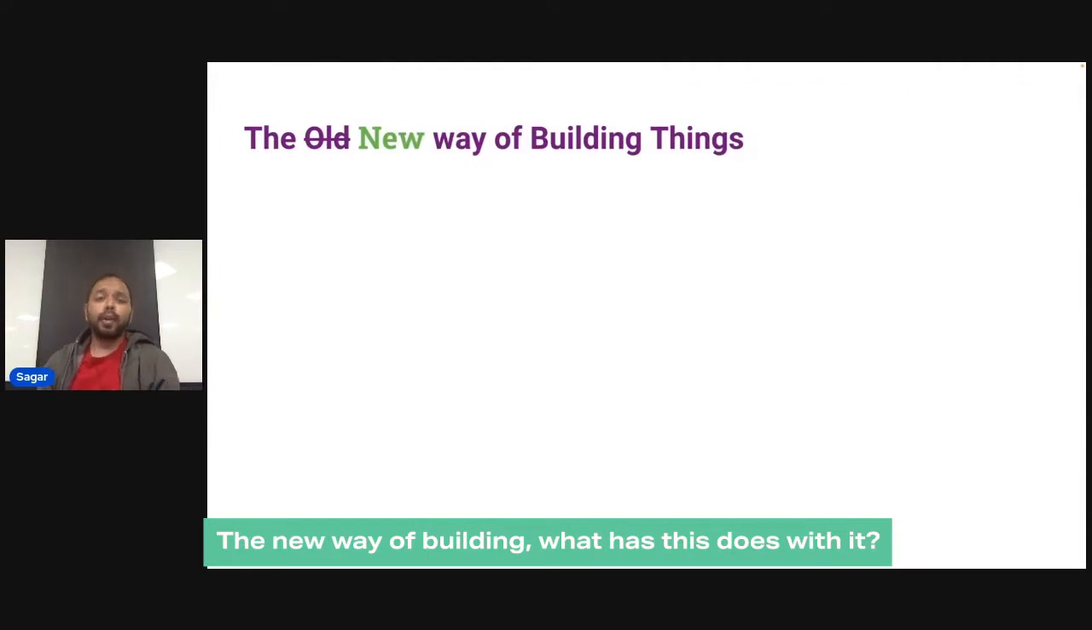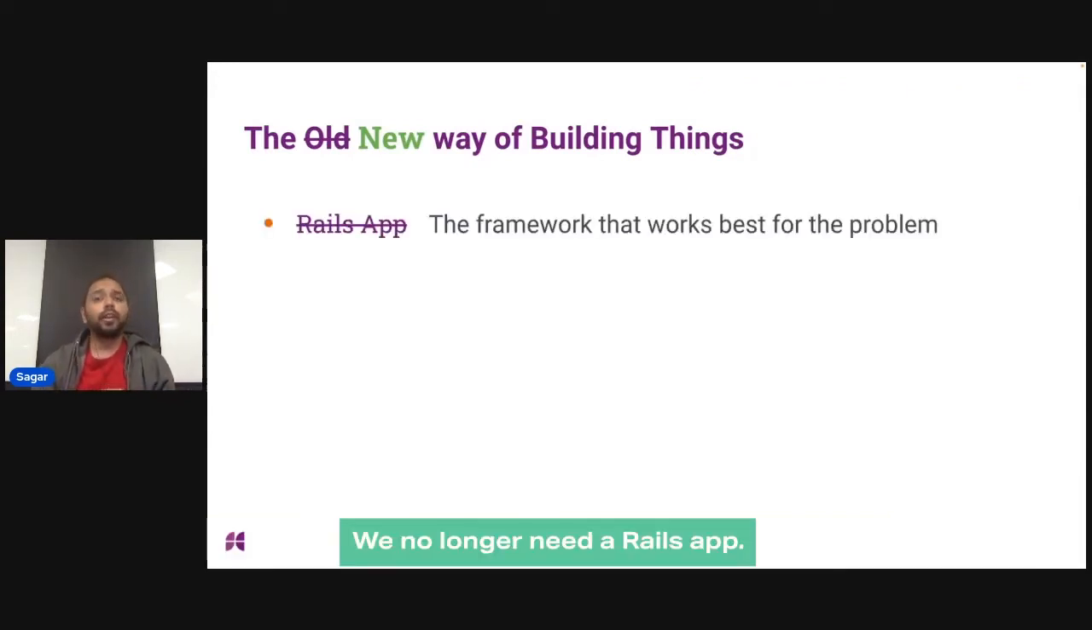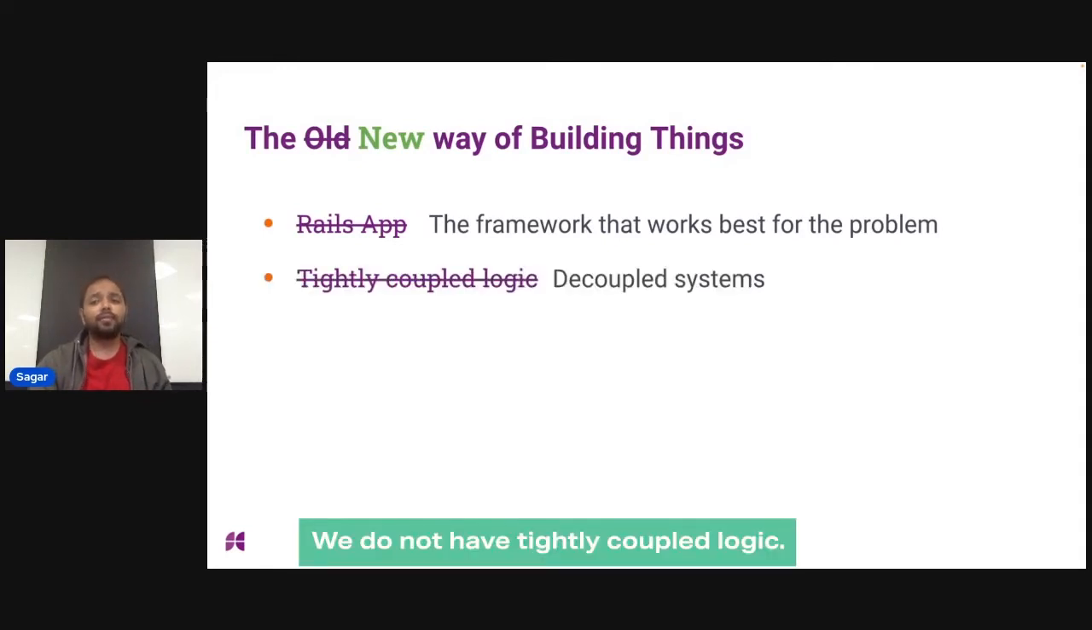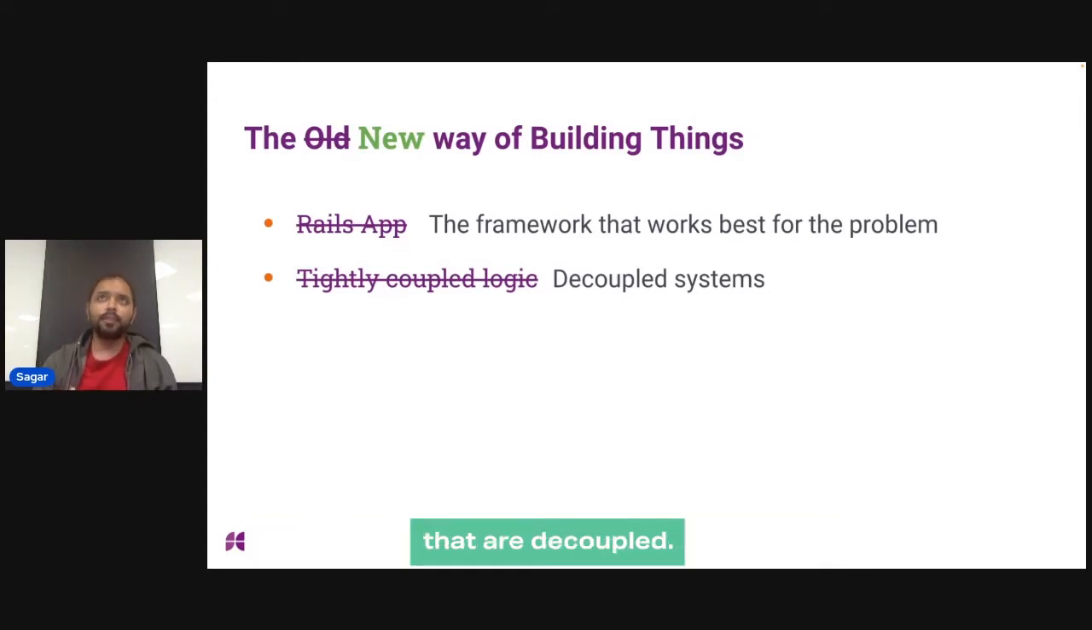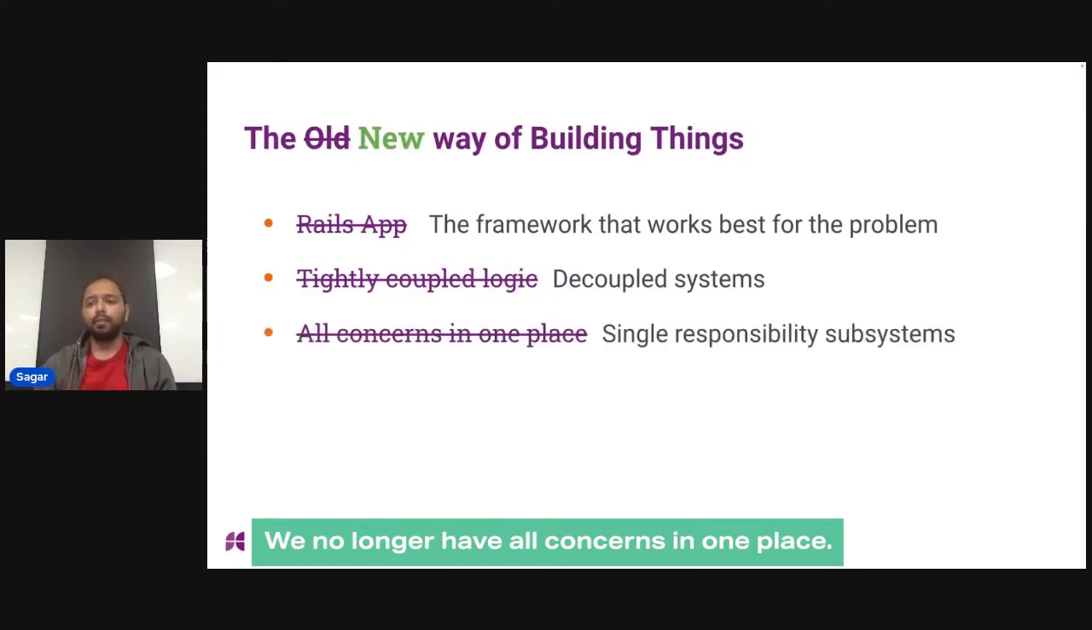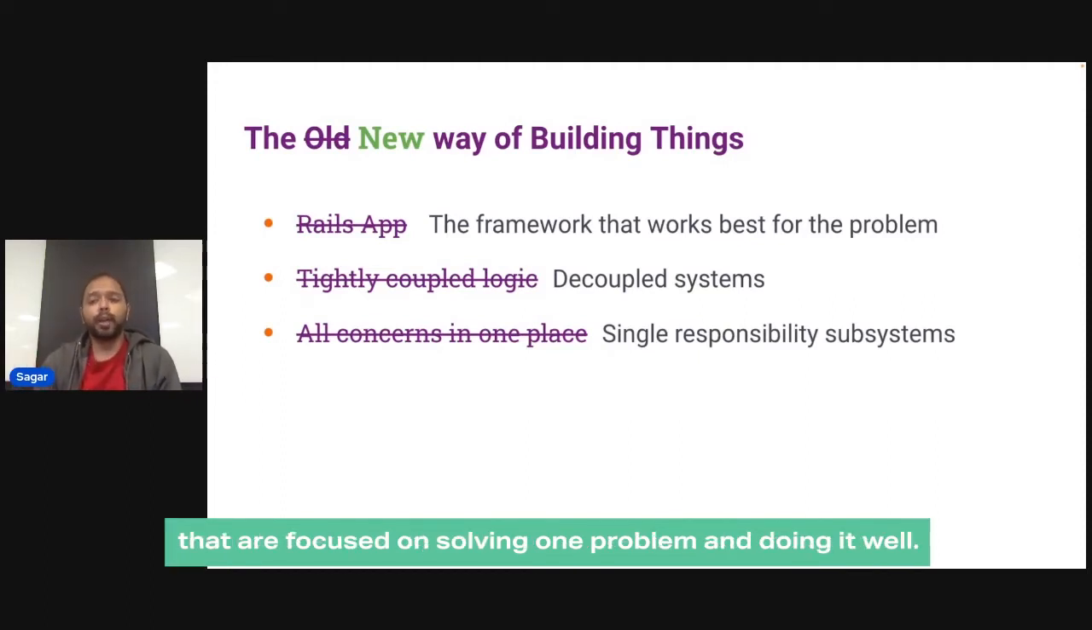The new way of building, so what has this helped us do? We no longer need a Rails app. We can choose the framework that works best for the problem. We do not have tightly coupled logic. Instead, now we can start to design systems that are decoupled. We no longer have all concerns in one place. Instead, we have single responsibility subsystems that are focused on solving one problem and doing it well.